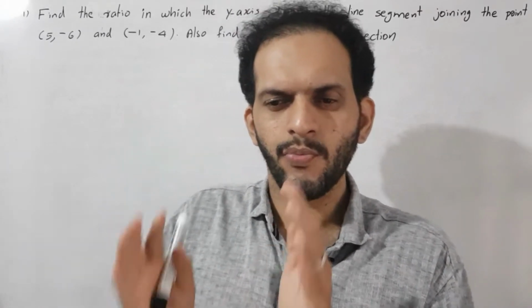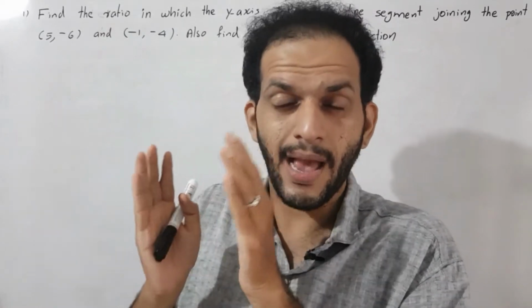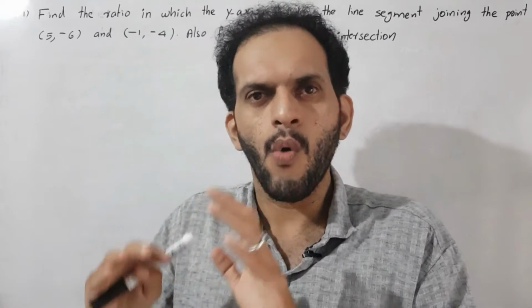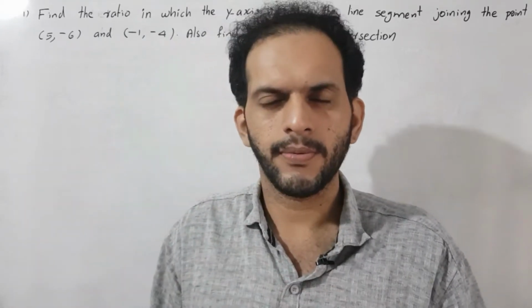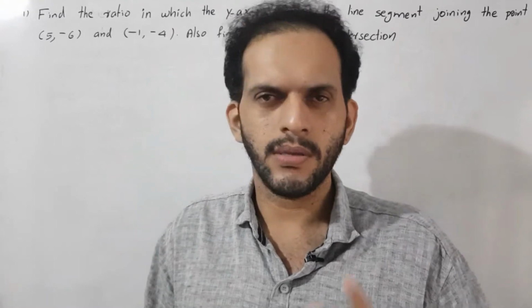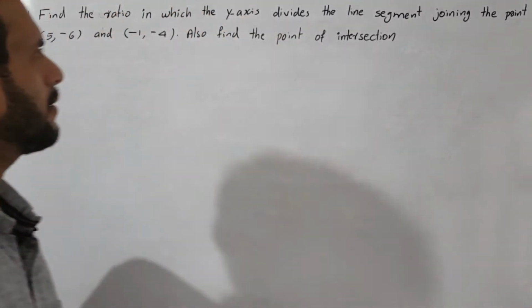So it is very clearly given that the point lies on the y-axis. Correct. The point lies on the y-axis. So we know what is the form of that coordinate. Correct. What is the form of that coordinate? Yes, that one is (0, y). Correct. So we start like this.